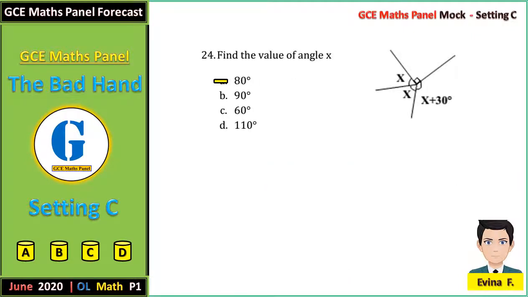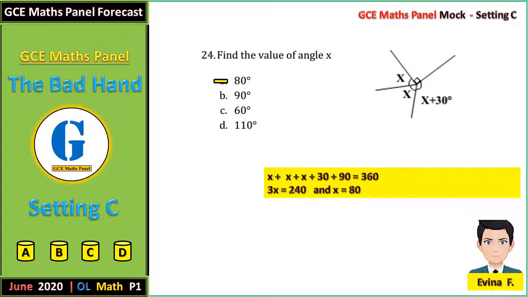Alright, 24. Find the value of x, the angle given. When you look at all the angles there, we see that one of the angles is 90 degrees, and the sum of all the angles that form this particular figure is equal to 360 degrees. So when we sum all of these angles and equate to 360 degrees, simplifying and solving for x gives us 80 degrees as our answer.